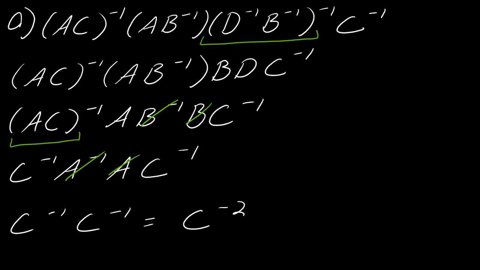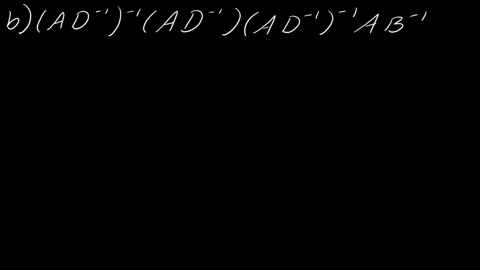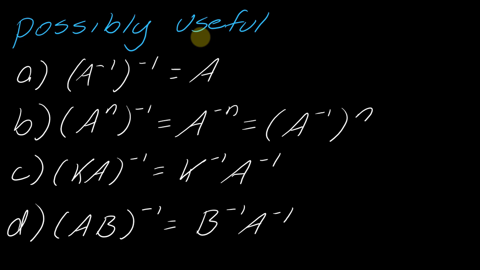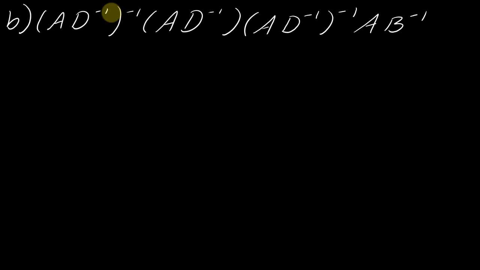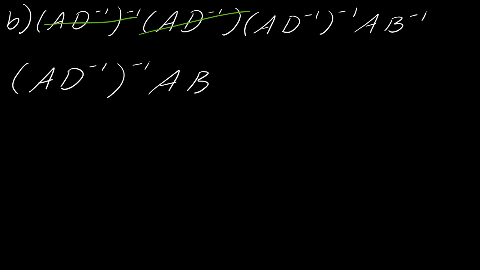Okay, let's take a look at the next one. This one is kind of interesting to me because I've got AD inverse inverse and then AD inverse. You do want to zoom out when you're looking at these. While I do have this list of properties that I could start grinding through, the thing I notice is that this literally says it's the inverse of this thing. So right away, these two things drop out. Hooray. Now I've got AD inverse inverse AB inverse.